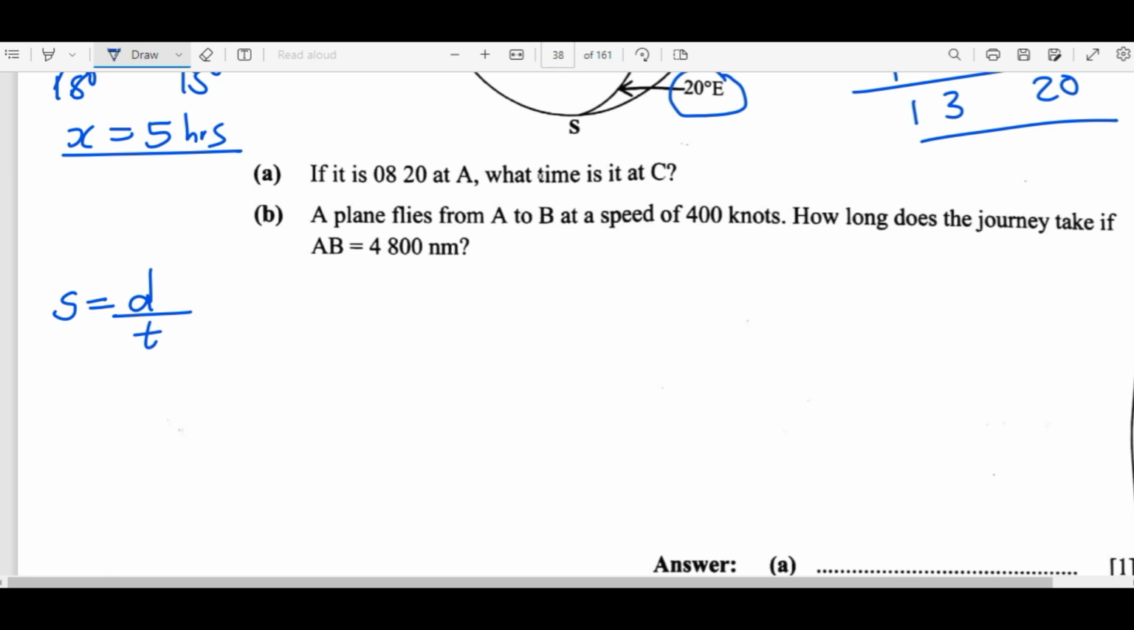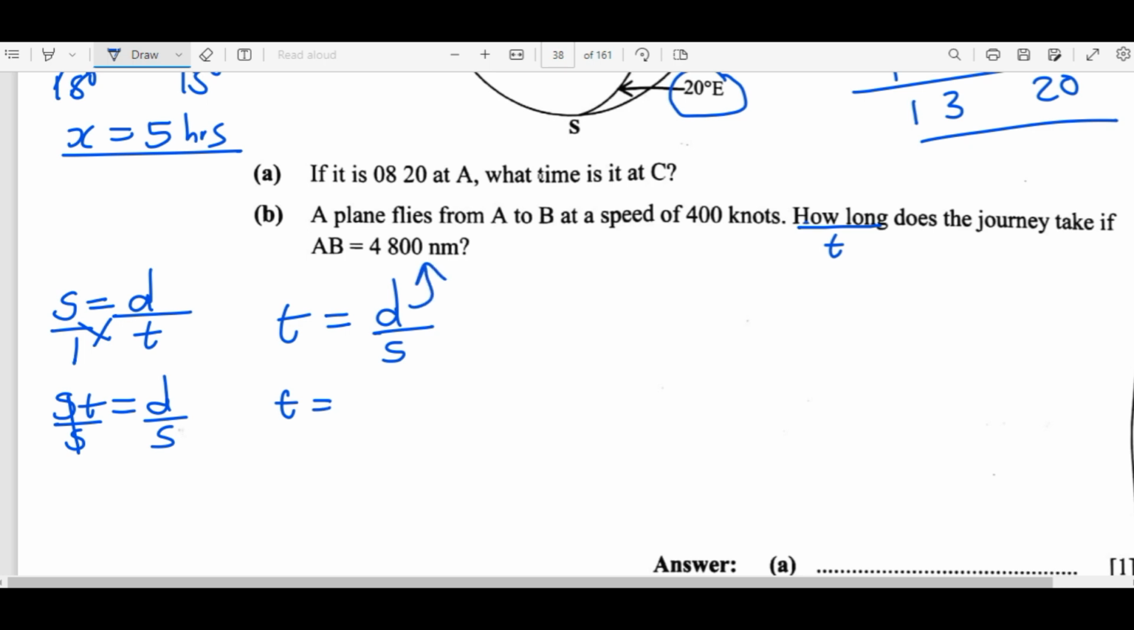So we want how long, so it's t. We are solving for the value of t. Over 1 we cross multiply. So st is equal to d over s over s. So if you want time, we'll give you distance divided by the speed. What's our distance? We are given it's 4,800 nautical miles. Then what of the speed? Speed is given 400 knots.